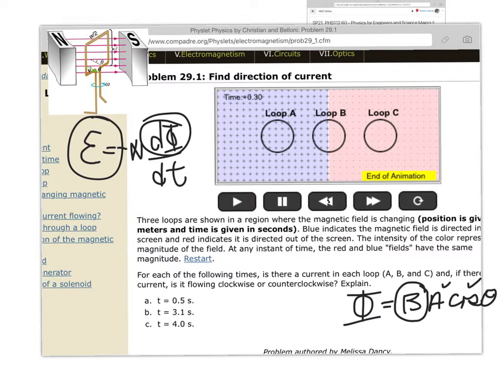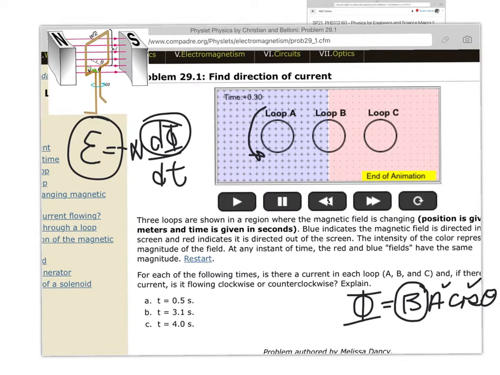So that means that on the left-hand loop, the induced EMF and the induced current is going to be that way. What am I doing? I'm using right-hand rule number 3. I'm curling my fingers in the direction of that arrow, and my thumb is pointing out of the screen. And so the field and the flux are going to oppose the increase in flux into the screen.